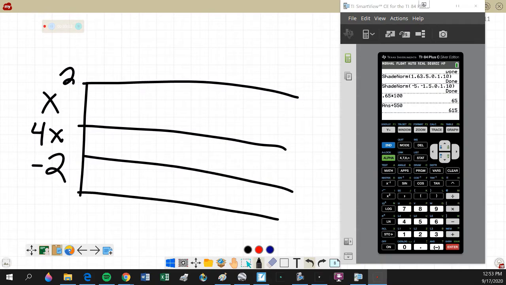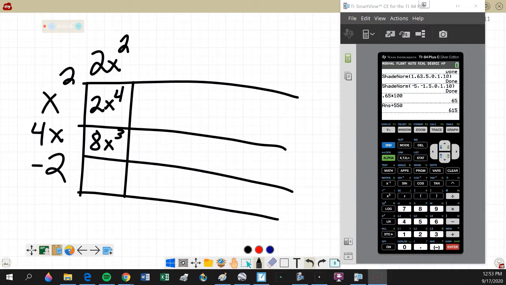So I drop down the 2x to the 4th. Pull out an x squared, and I get 2x squared. 2x squared times 4x is 8x to the 3rd, and 2x squared times -2 is -4x squared. That's the very first term. Yeah, that helps. Okay, add a column.